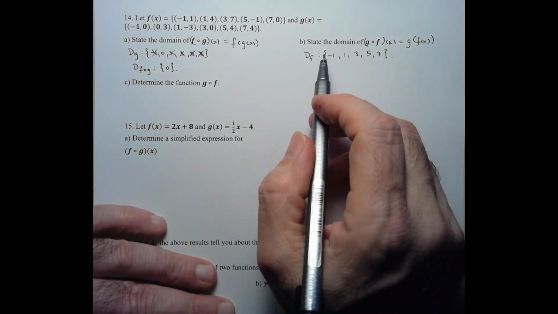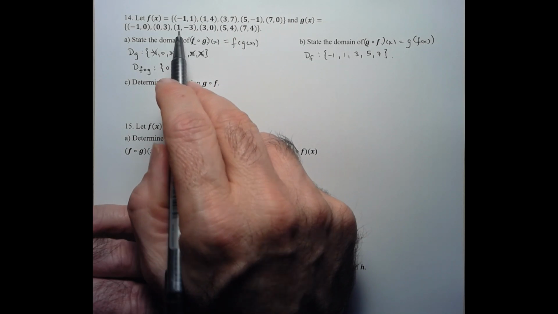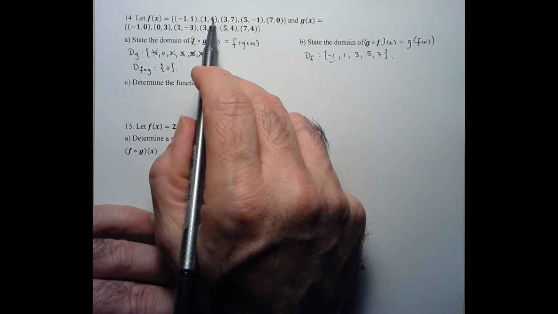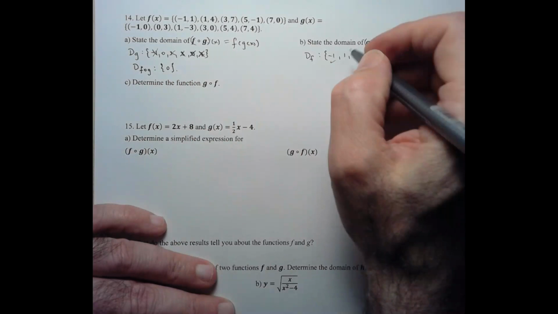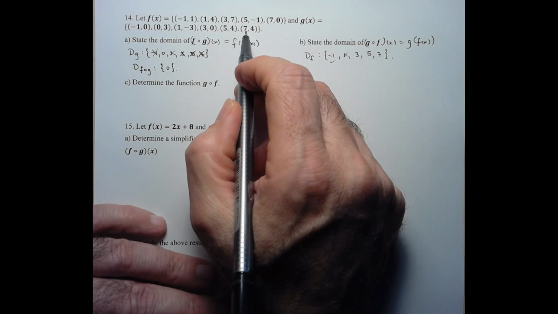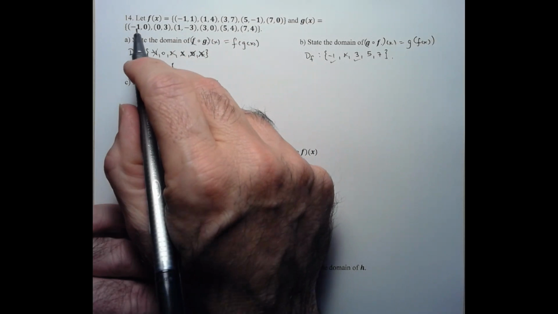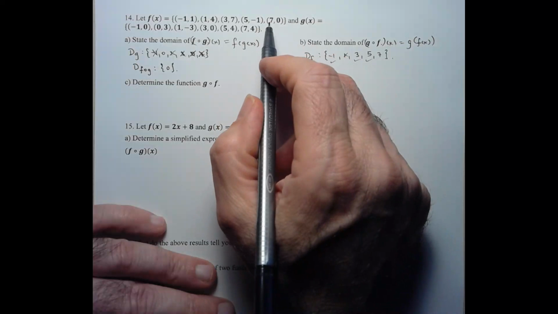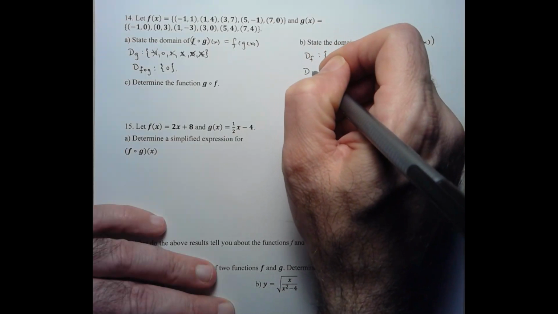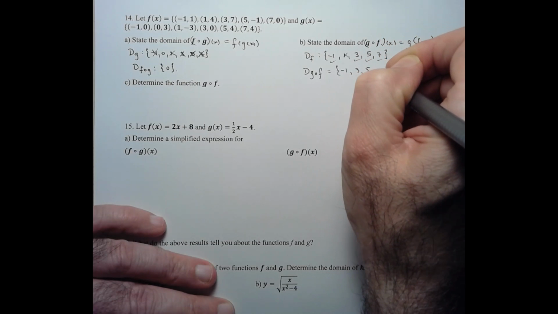Let's do the same thing. f at -1 is 1. 1 is in the domain of g, so that stays. Let's do 1. 1 produces a 4. 4 is not in the domain of g, so that one's gone. 3 produces 7. 7 is in the domain of g, so that stays. 5 produces -1. -1 is in the domain of g, so that one stays. And 7 produces 0. 0 is in the domain of g, that one stays. So the domain of g circle f is much larger: -1, 3, 5, 7.